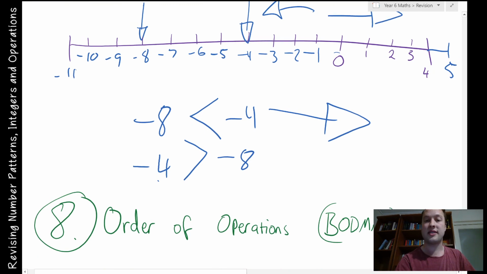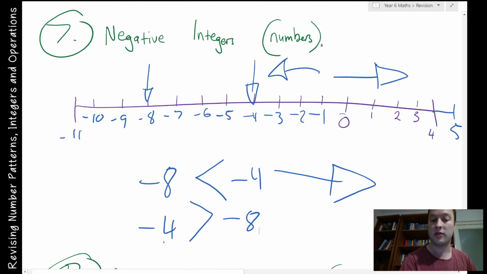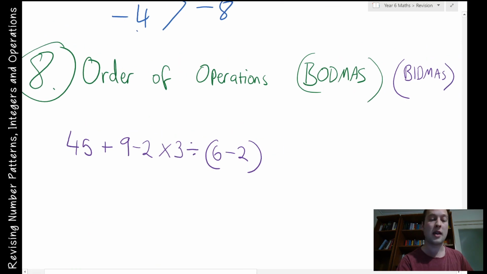It's like if I said, would you prefer I take $8 from you or take $4 from you? You'd say, oh, I prefer you take $4 because I'll have more money then. If you take $8, I'll be very poor.